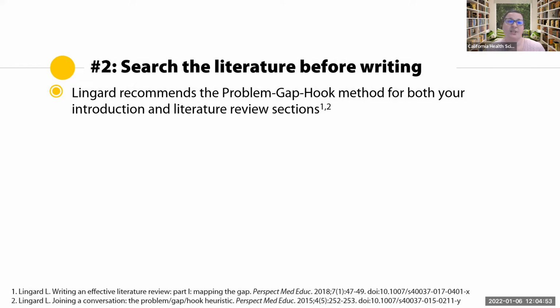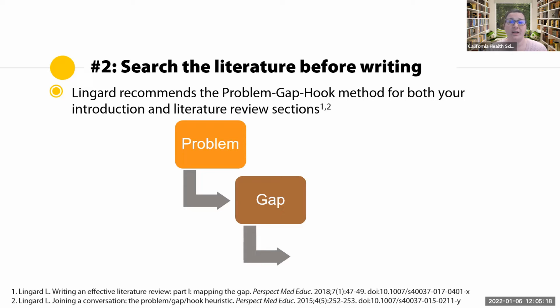So part of what we're going to suggest here for searching the literature, there's a recommendation here from Lingard, L. Lingard, and she suggests the problem gap hook method for your introduction and literature review sections. So what is this? Well, it's identifying a problem, and that's where your literature search is really going to help you with finding out these different things that we already know about an existing problem. From there, a gap in the current knowledge or thinking about the problem is going to start to emerge. Those two things are going to lead you to your hook. What is going to convince readers that this gap matters and what you're doing is going to help to bridge that gap?